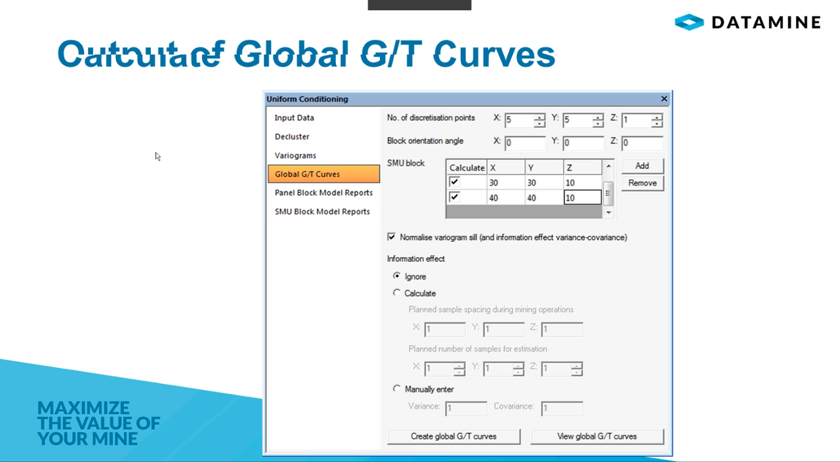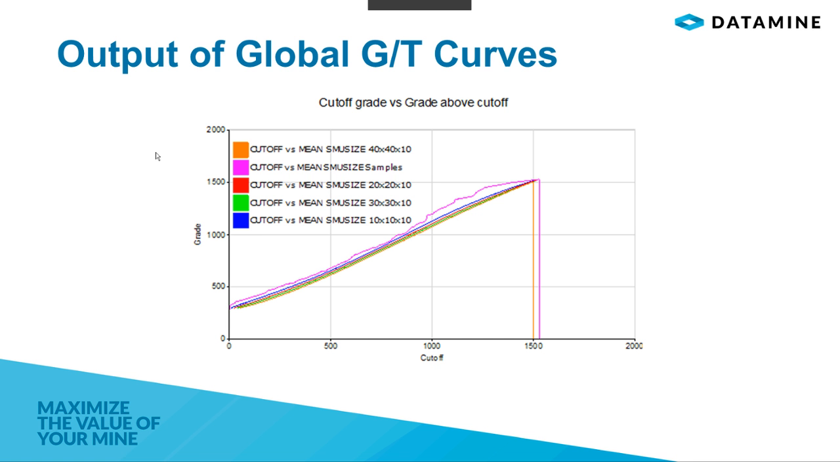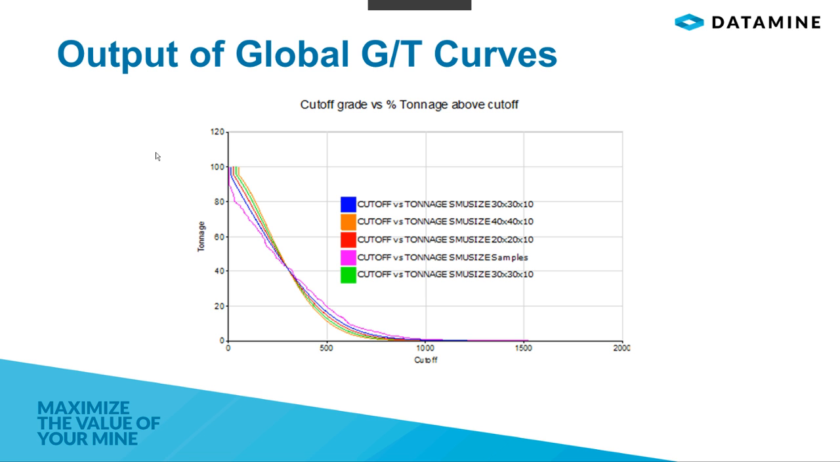and that opens up the plots window, and we have a new scatter plot option to not only do a scatter plot with points, but also now scatter plots with curves. So we can actually create the grade tonnage curves in the scatter plots window. And what we can see is the difference in grade tonnages at different SMU levels.